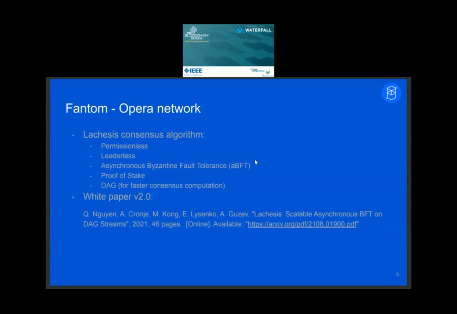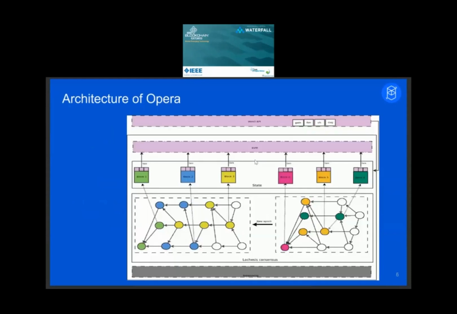Here's an overview architecture of Phantom Opera Network. There are several components: the Web3 API at the top, the EVM engine, state is stored in the blockchain, the Lachesis consensus engine, and the P2P component. Our Lachesis builds a new DAG per epoch to save space and reduce the DAG info more effectively.